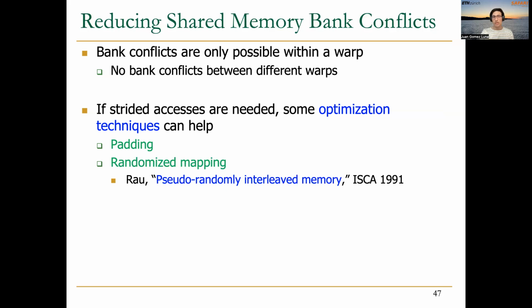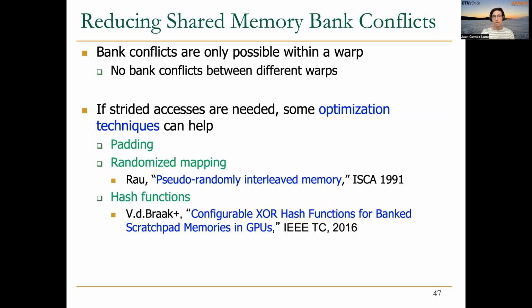There are more sophisticated approaches, like randomized mapping or hash functions. There are many classic papers, like this one from ISCA 1991 by Rau, that you can check. But if you want a more recent one, where we propose the use of XOR-based hash functions, both in software and in hardware, I can recommend this more recent paper.